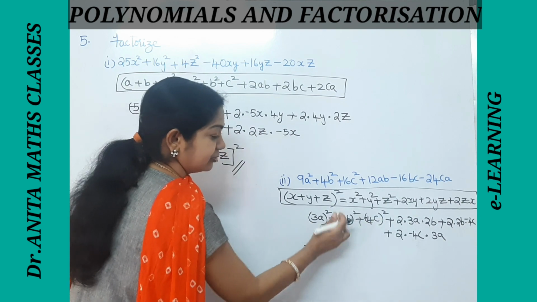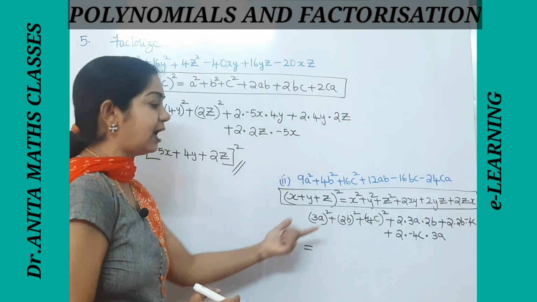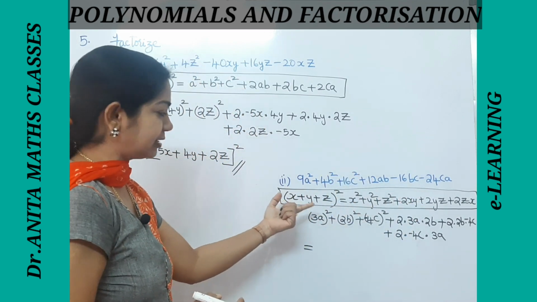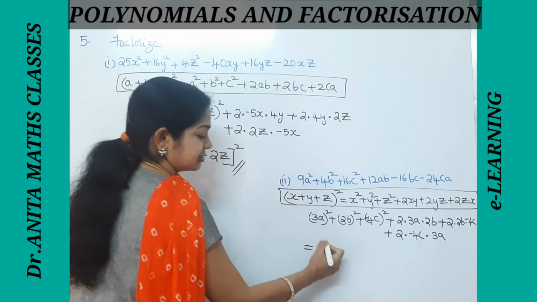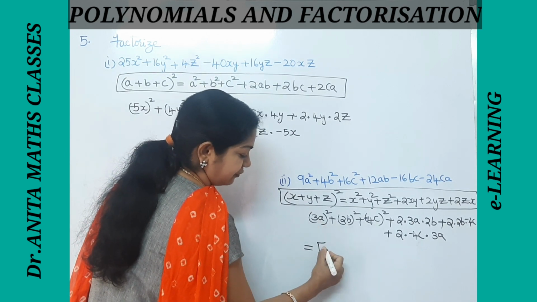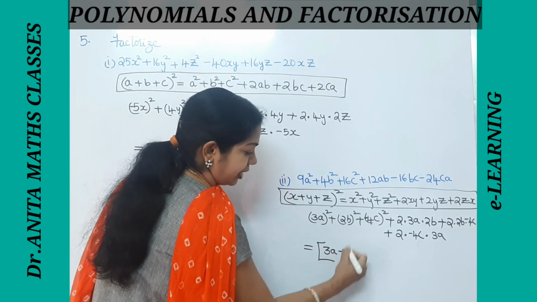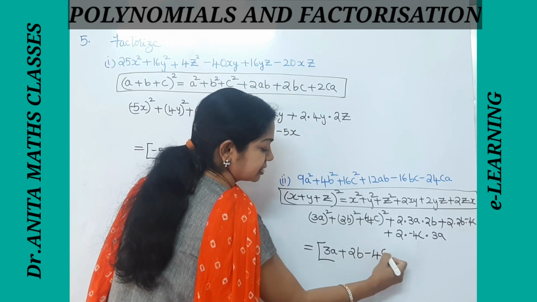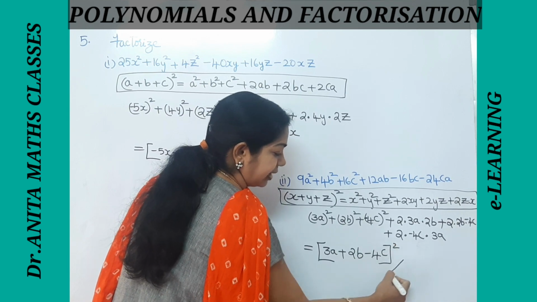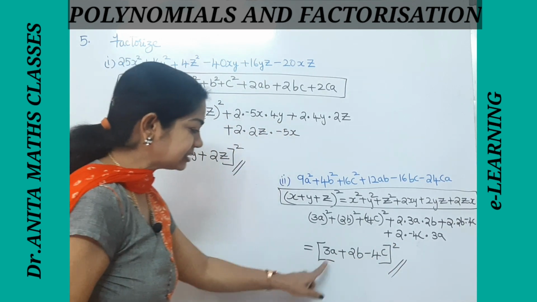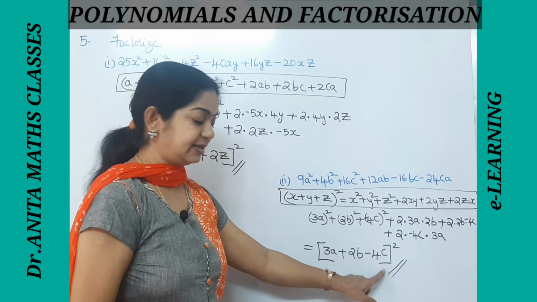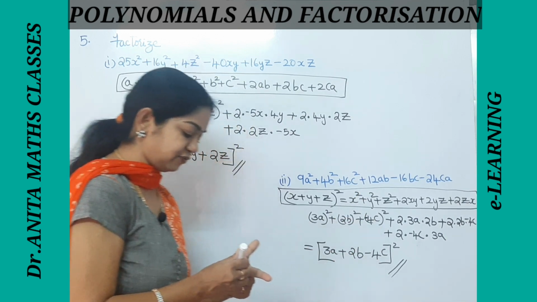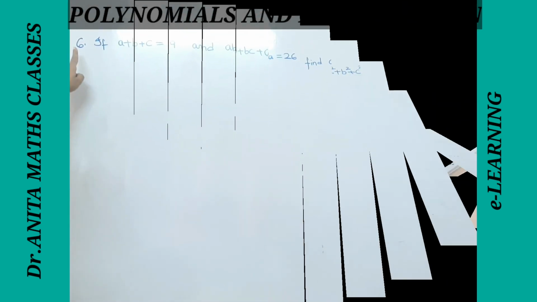So this expansion is the RHS part of the formula, and this is equal to the LHS part. So our final answer is x plus y plus z, where the value of x is 3a, the value of y is 2b and the value of z is minus 4c. So this is the final factorized form, x plus y plus z, where the z value is a negative value. Okay, so this is the factorized form. Please pause the video and note it down. Now let's see the sixth problem.